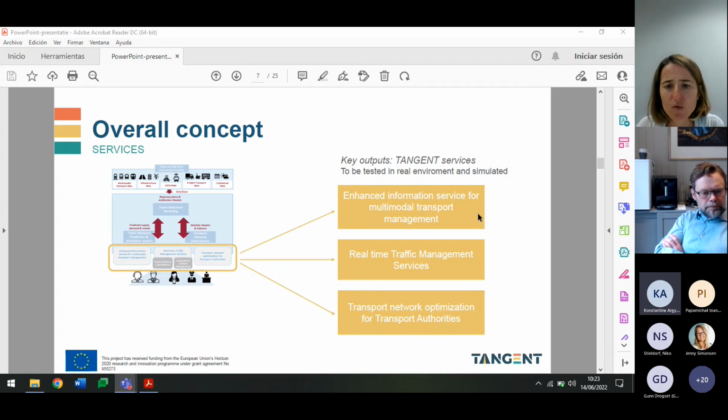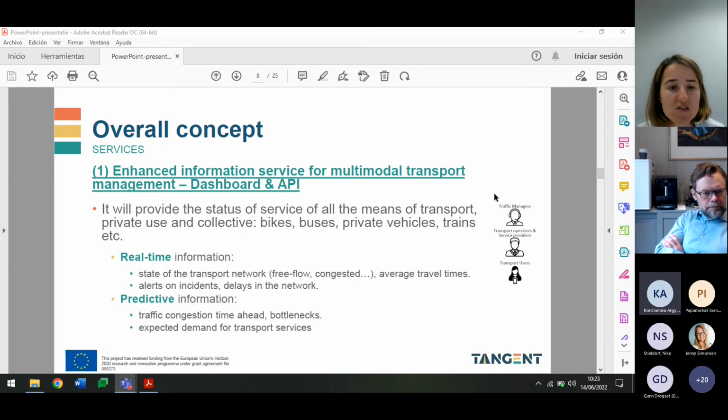So now I will present the first one, that is the enhanced information service for multimodal transport management. This first service will be shown in the form of a dashboard, and also will be an API that will feed the other 2 services. This service will provide an overview of the status of the different means of transport, regardless of whether they are for private use or collective, or public or private. So, for example, bikes, buses, private vehicles, trains.